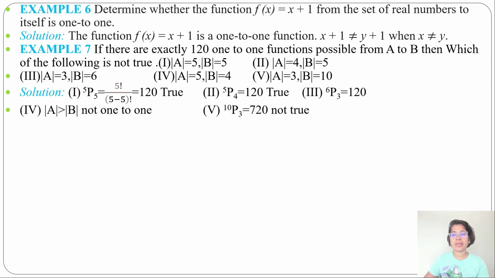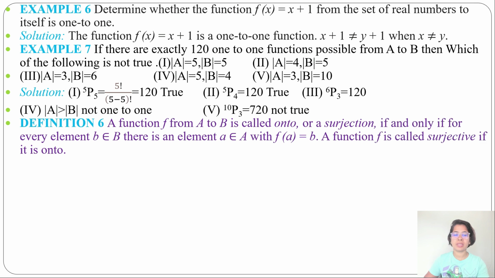In the previous lecture, I already discussed one-to-one functions. Today, I will discuss onto functions. First, the definition of onto functions. A function f from A to B is called onto or a surjection if and only if for every element b belongs to B, there is an element a belongs to A with f of a equals b. A function f is called surjective if it is onto.